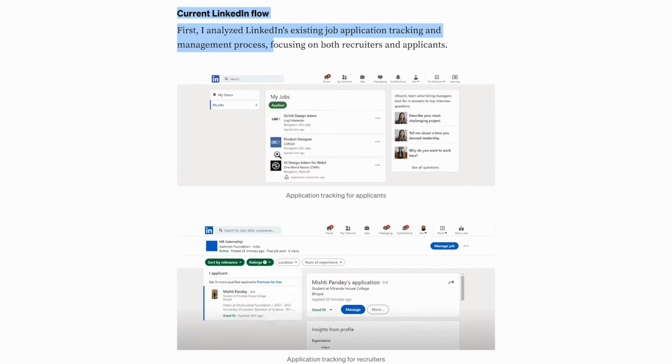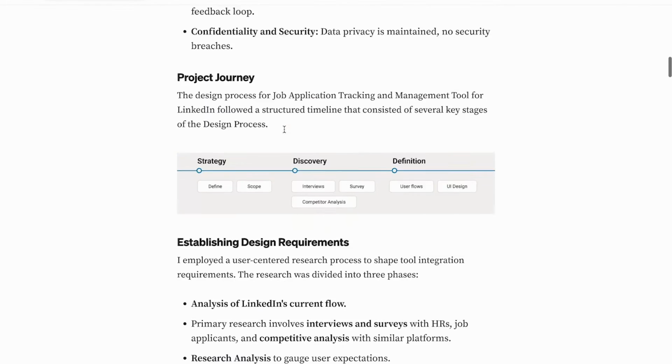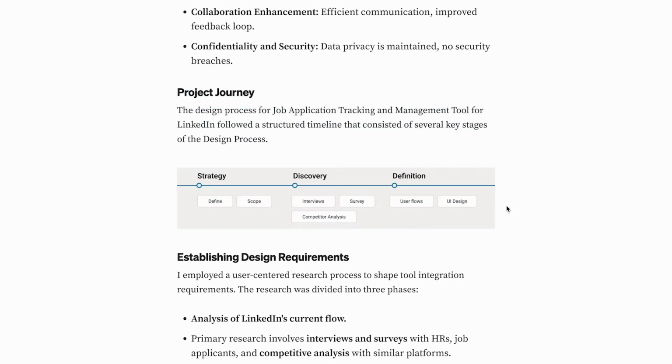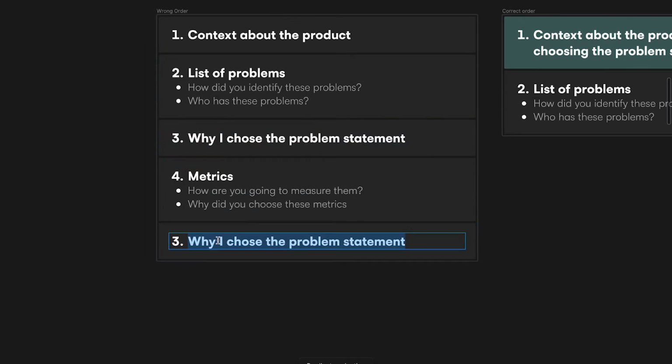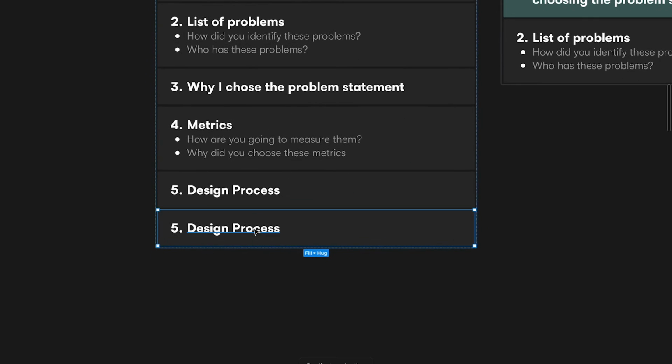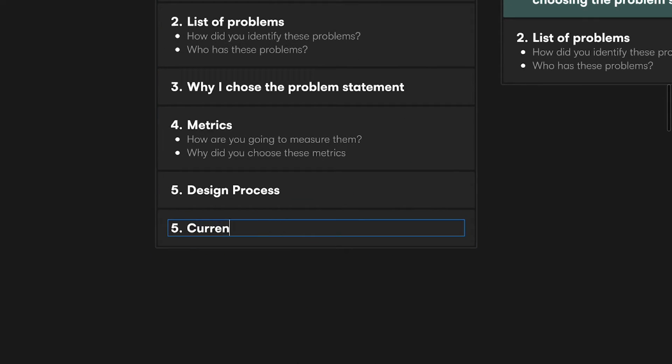Okay, so now come back to Figma and add this to the list. I'm also going to add this project journey as well because he's mentioned it. So come here to Figma and here I'm going to add another one, which is basically the 5th one, which is design process. And then the next one I have is the current flow. Now I'm going to mark this as incomplete, because I don't really know.